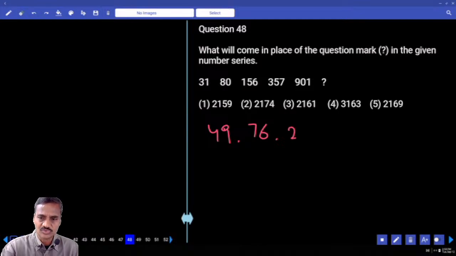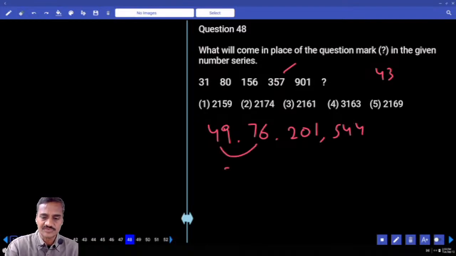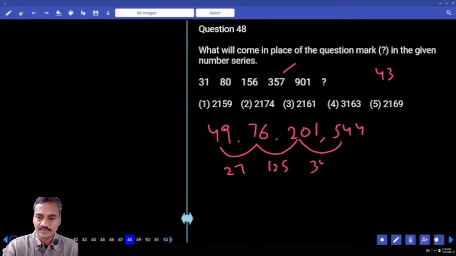201. And next to 201, చెప్పరా? Next to 201, 57 is so much? 43. And now 500. And 500, 544. సరిపోయిందా? 544 and 540. 49 and 76 difference, 27. And 76 and 201, 125. Now here it is 343.